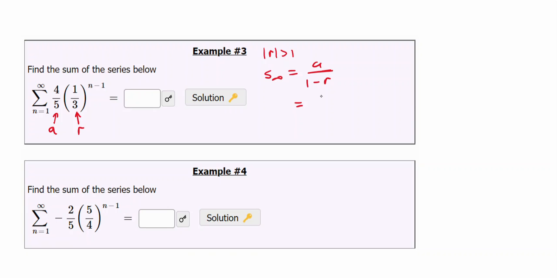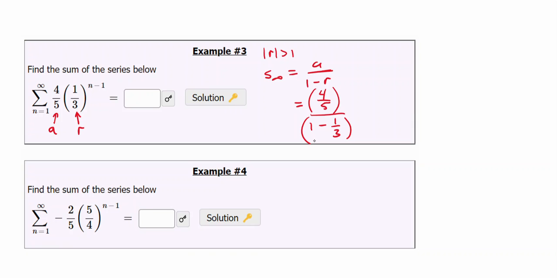So our A value is 4 over 5, over 1 minus 1 over 3. So now it's getting a little bit messy. We just got fractions over fractions, right? So what I'd like to do is put brackets around each part, just so I can see the numerator as one section and the bottom as one section.